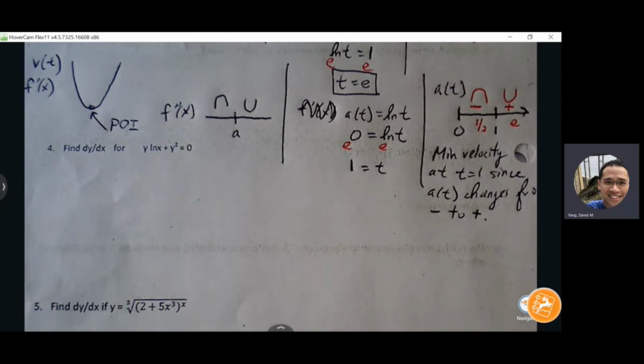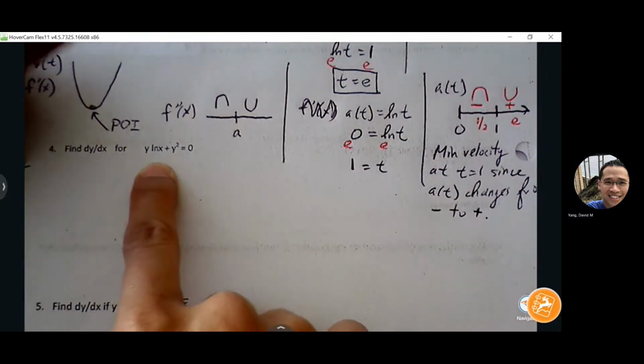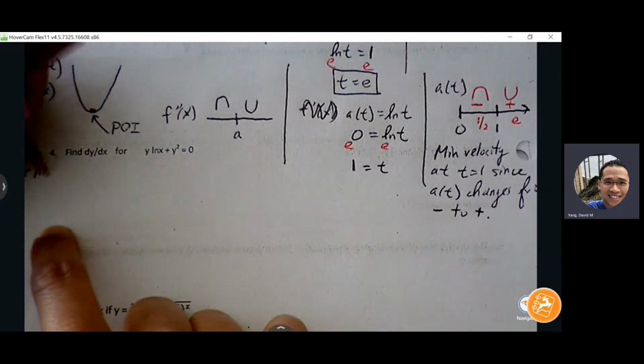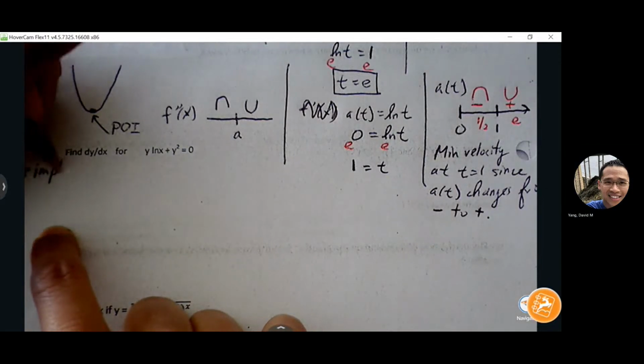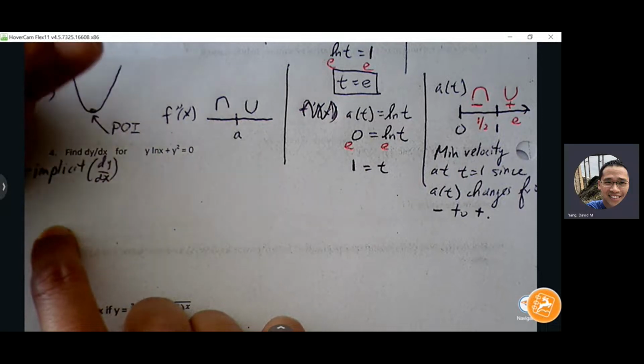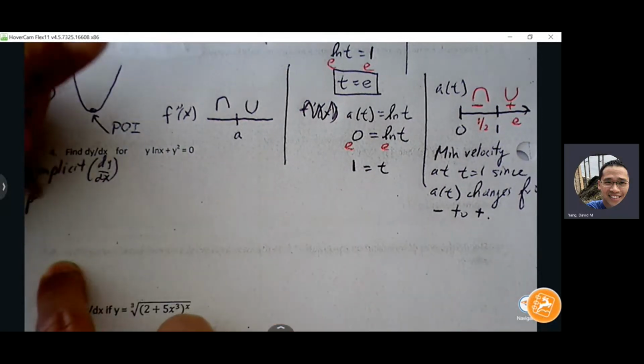Okay, let me see if I can squeeze in number 4 here. Number 4, I want to find the derivative, y ln of x plus y squared equals 0. What process do we have to go through if I want to find the derivative if it's in this form? Good, implicit, right? Anytime you see y's mixed into the equation, you know you got to collect your dy dx's. What else? Product rule, good.